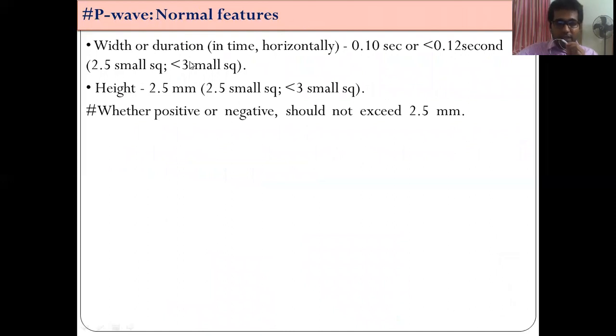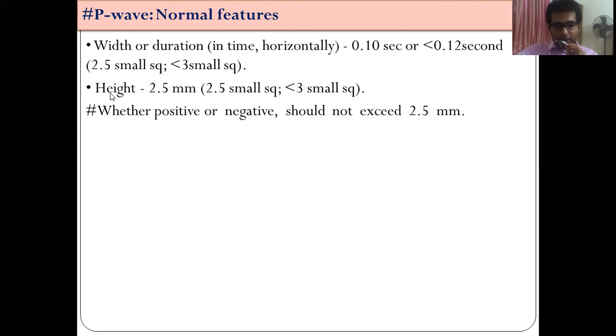Now the normal features of the P wave. The width, or duration in time, is expressed horizontally. It is 0.10 second, or less than 0.12 second. That is equivalent to 2.5 small squares or less than 3 small squares, or less than 120 milliseconds. One small square means 40 milliseconds, so 3 small squares means 120 milliseconds. So the width of the normal P wave should be less than 120 milliseconds.